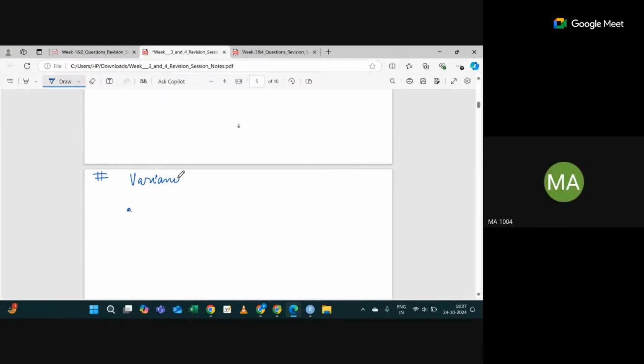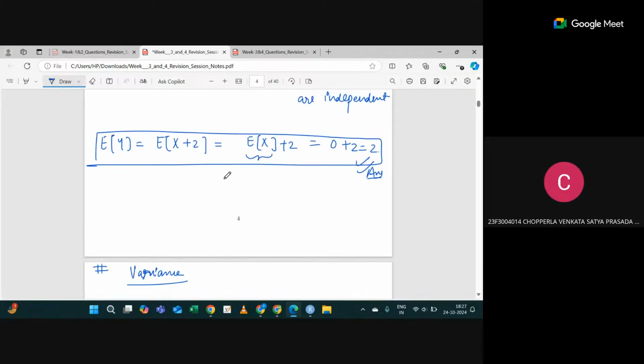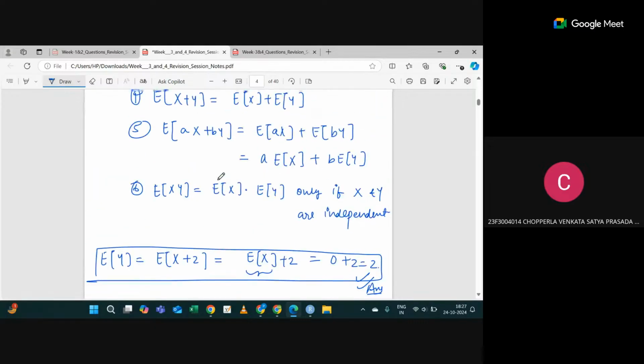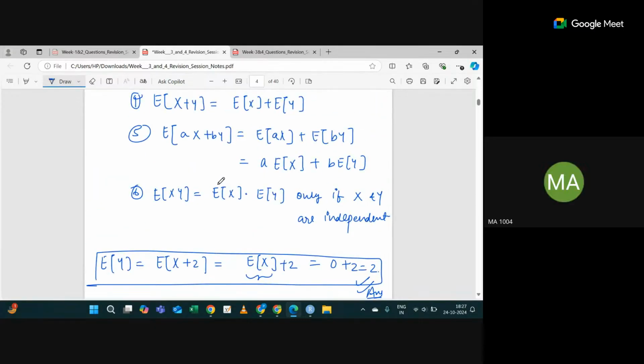Excuse me, sir. You said that E of XY is equal to E of X into E of Y only if they are independent. What if they are not independent? You can't say these two are equal. I will come to that. Whenever we discuss the covariance part, it will be clear to you. Okay.